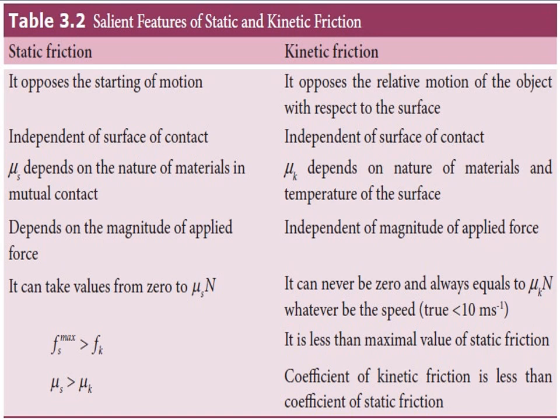Next, static friction depends upon the magnitude of the applied force. Kinetic friction is independent of the magnitude of the applied force. Static friction can take values from 0 to mu s N. Kinetic friction can never be 0 and is always equal to mu k N. It is less than the maximum value of static friction. The coefficient of kinetic friction is less than the coefficient of static friction.